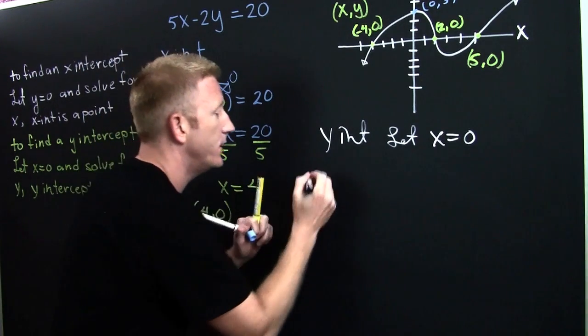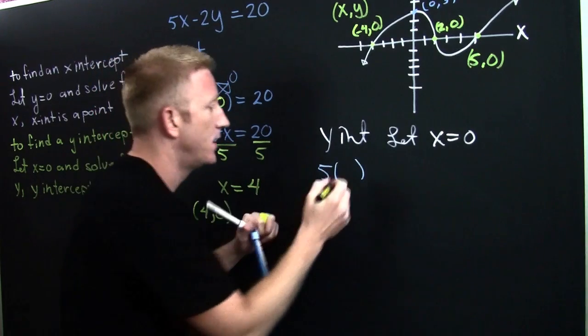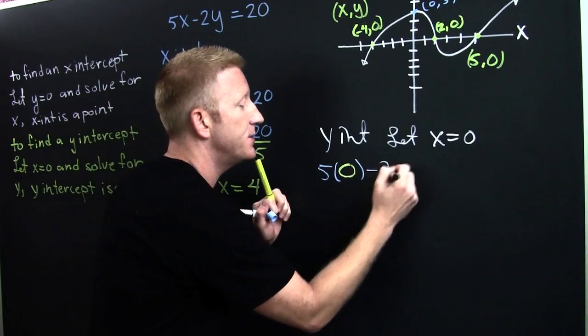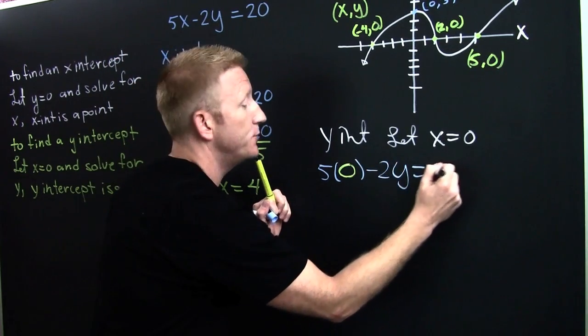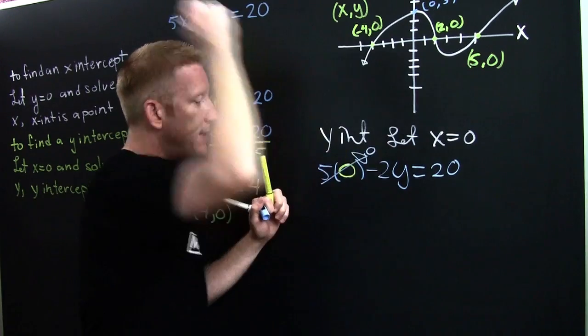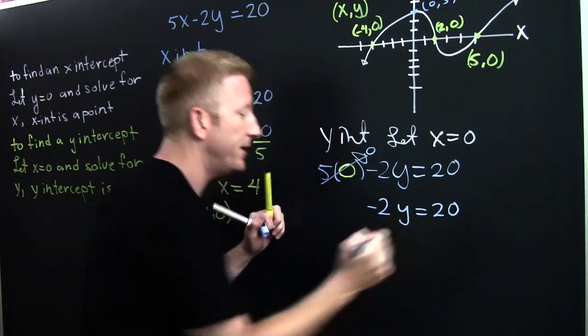Here we go. 5 times, what's my new x? I heard 0 is the new x. Yes. Minus 2y is equal to 20. Finish him. 0's the killer. So I have minus 2y is equal to 20.